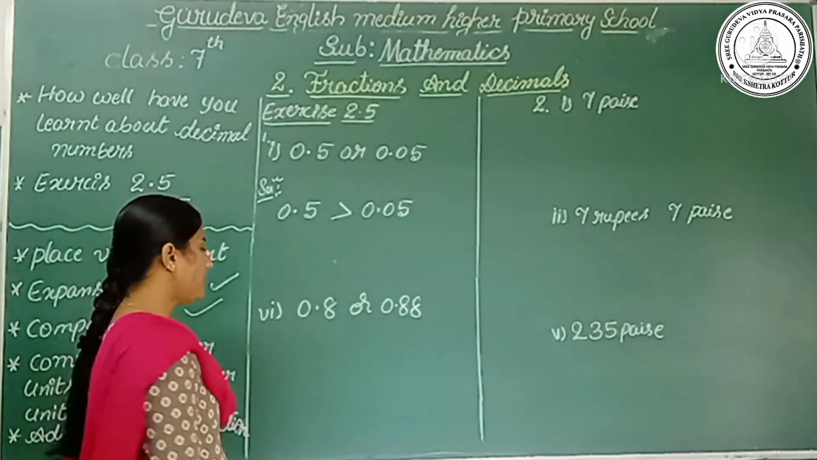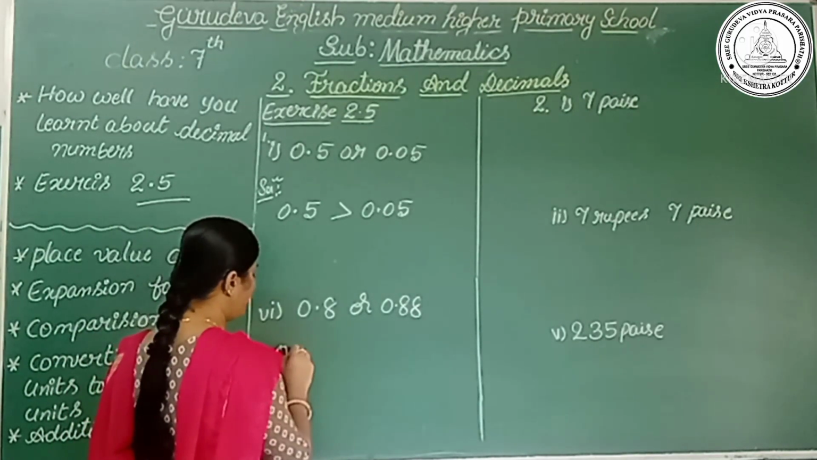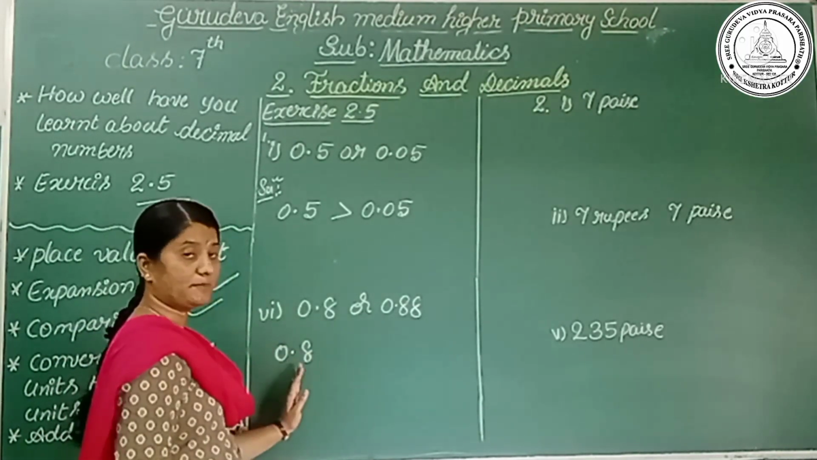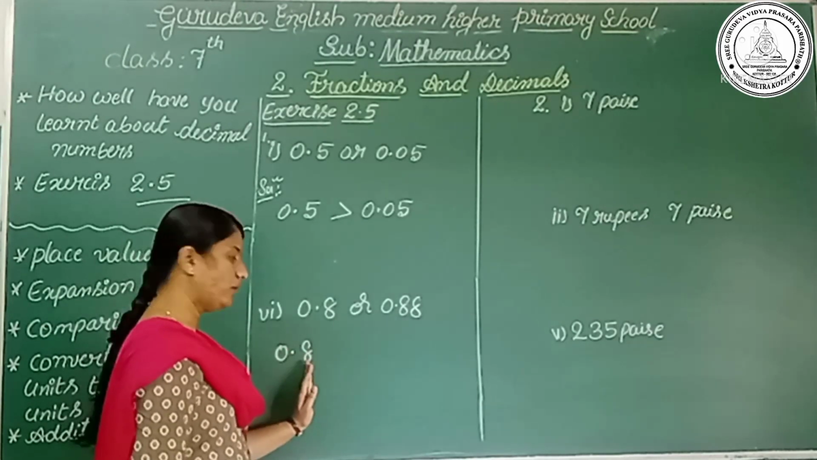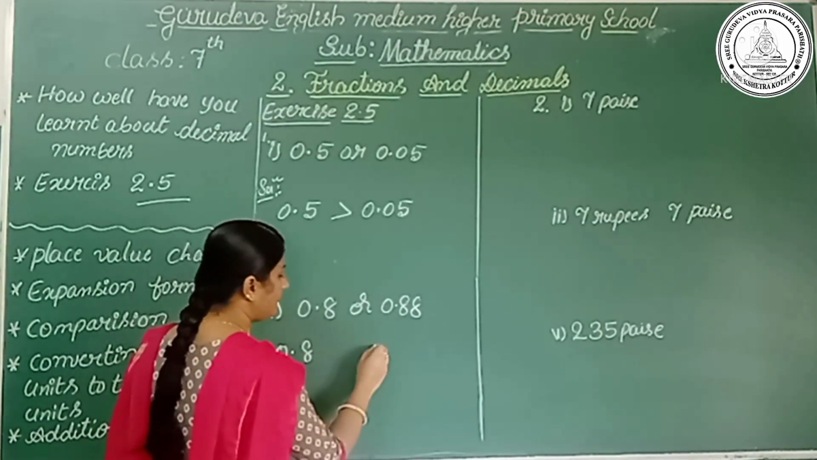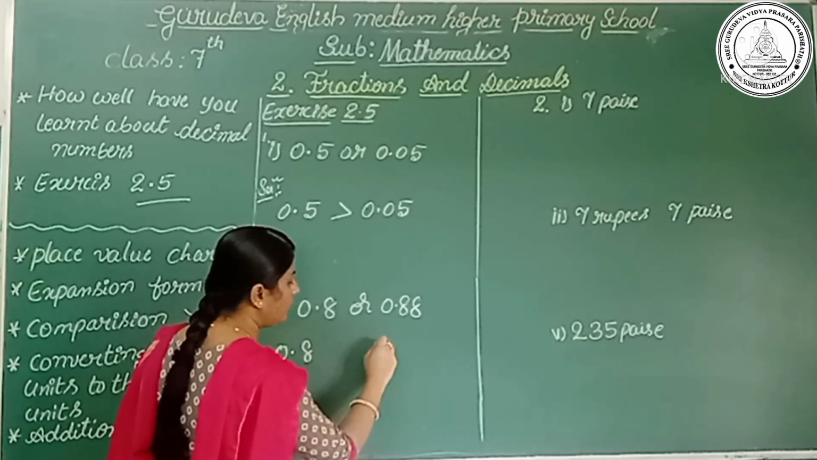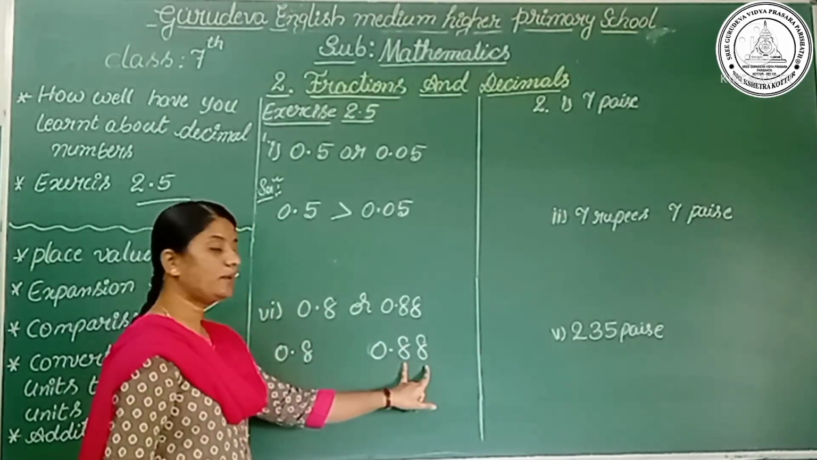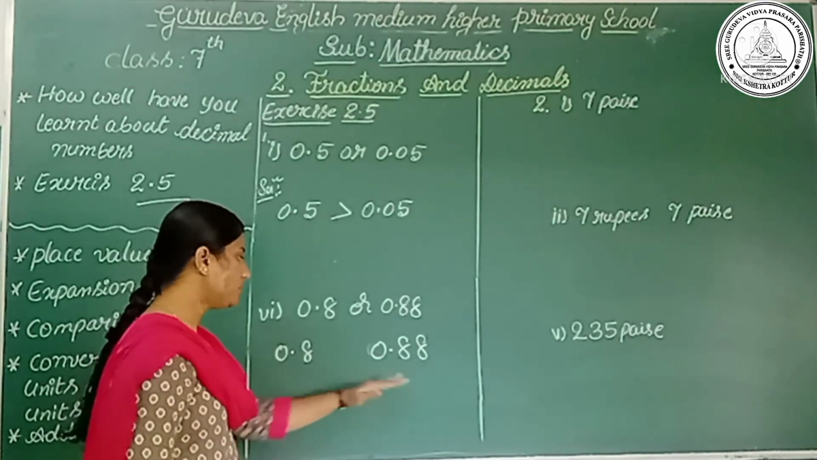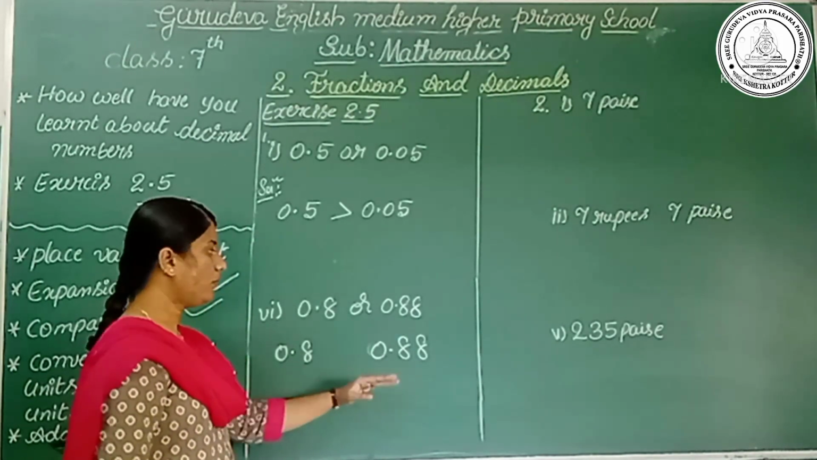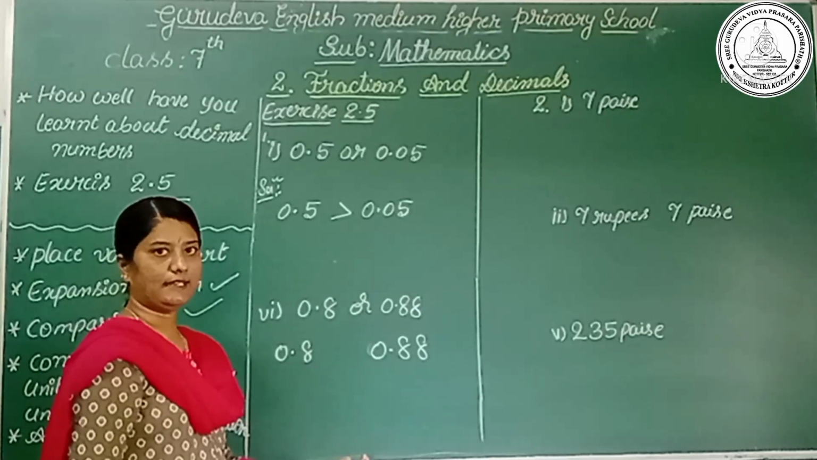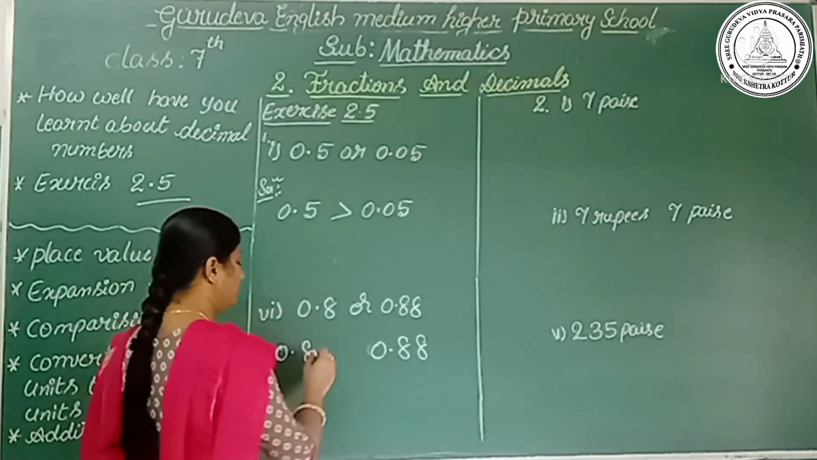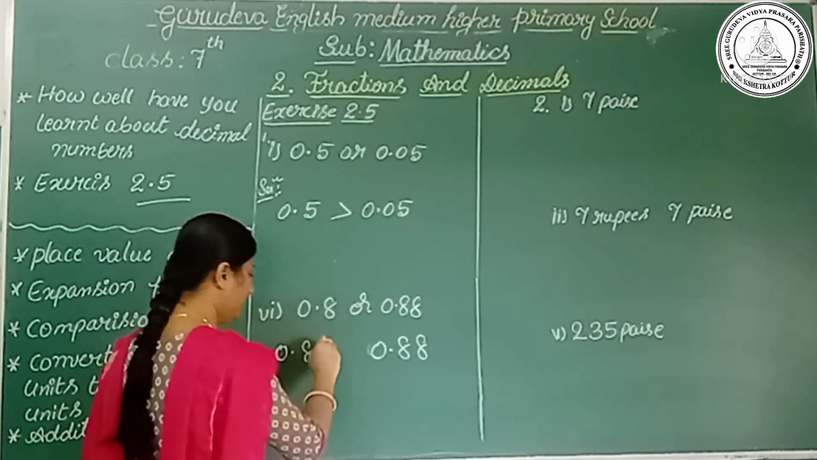Then let's see here 0.8 or 0.88. So you may observe here there is a 0.8, here after the decimal point only one place, and in the next decimal number 0.88, after the decimal point there are two decimal places. Means these two are unlike decimals. So we have to make it into like decimals by adding the 0 to the next decimal place.